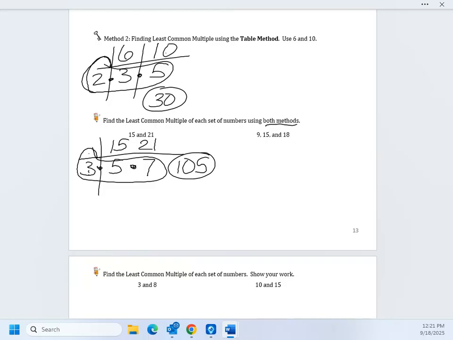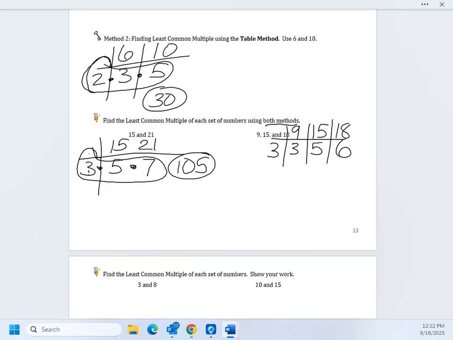All right, so we have 9, 15, and 18. Oh, can't go off the page this way. What can I take out of 9, 15, and 18? Laura? 3. I can divide out a 3. 9 divided by 3 is 3. 15 divided by 3 is 5. 18 divided by 3 is 6.